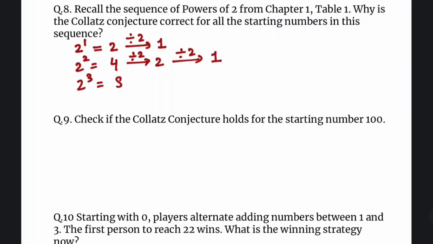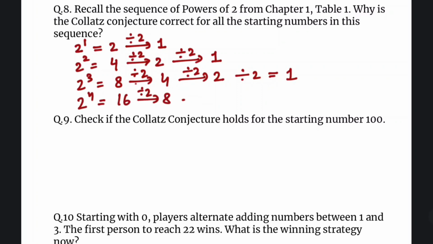2 cubed is 8. 8 divided by 2 is 4. 4 divided by 2 is 2. 2 divided by 2 is equal to 1. Now 2 raised to the power 4 is 16. 16 divided by 2 is 8. 8 divided by 2 is 4. 4 divided by 2 is 2. 2 divided by 2 is 1.